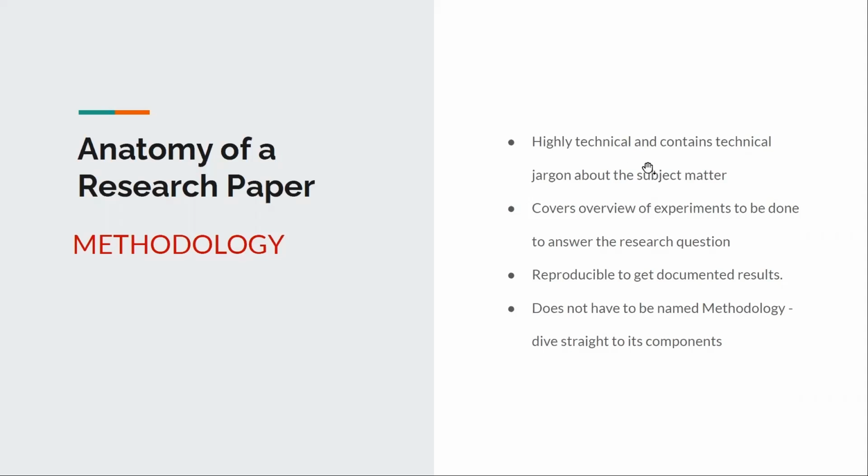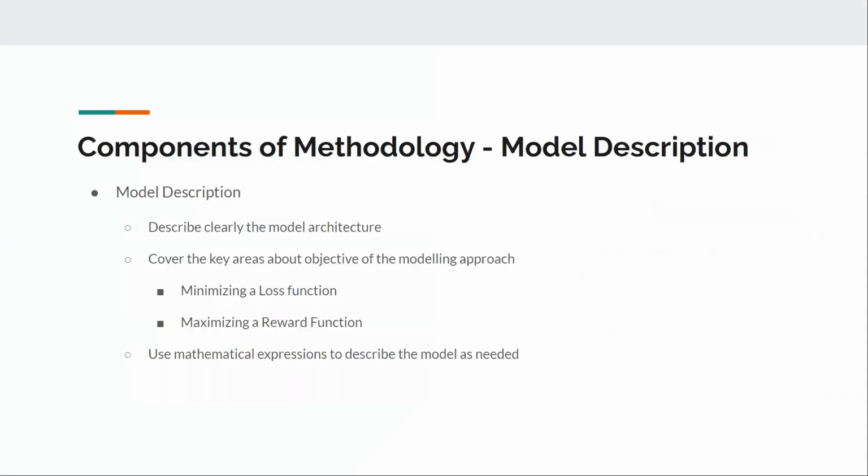Now let's discuss some of the components of the methodology section. The first component of this section is the model description. You'll have to start with a brief description of your model, that is specifying that you're using RNNs with attention mechanism or CNNs or something else.